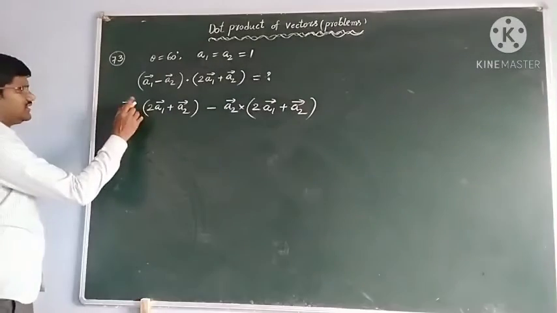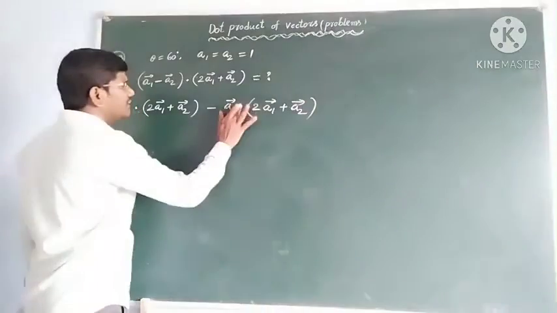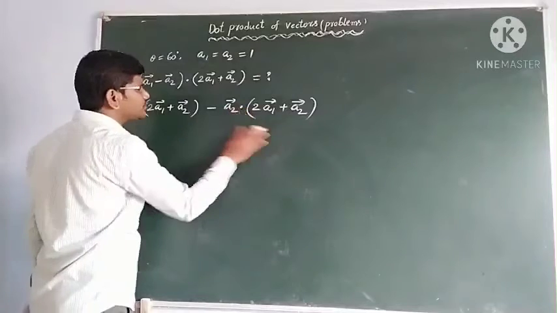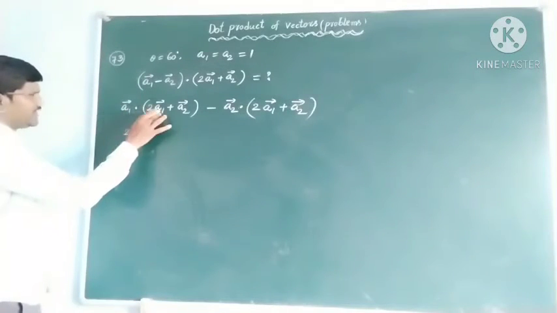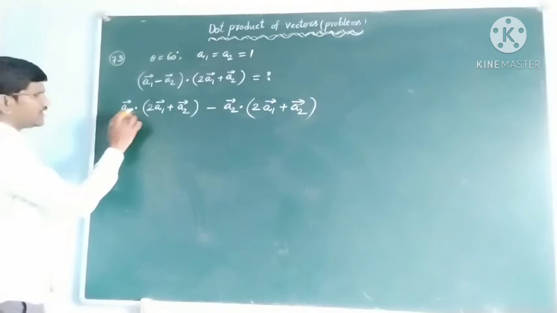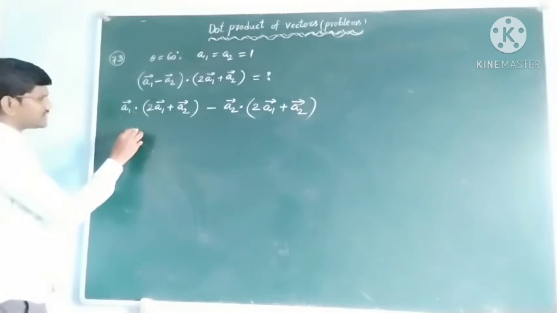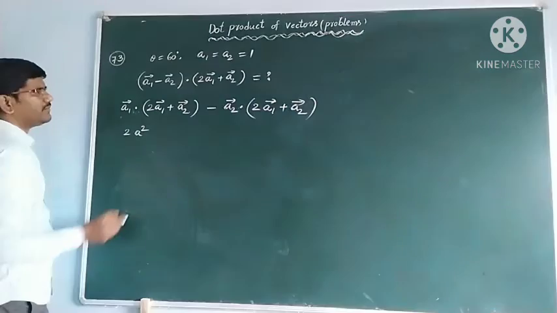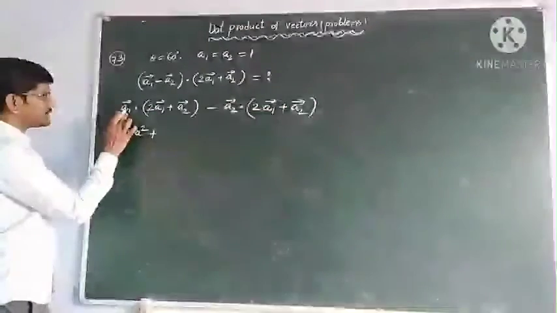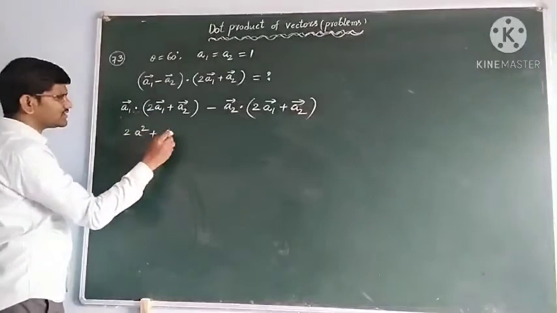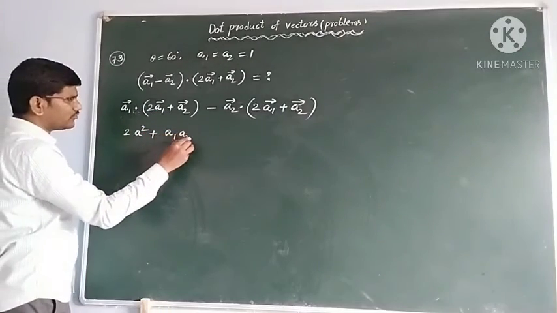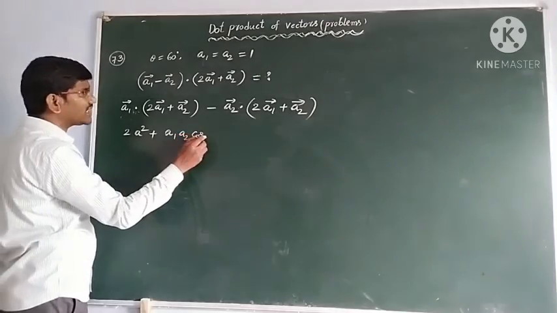That is dot product only. Multiplication of two vectors means you should write dot only. Now 2 into a1 bar dot a1 bar. Dot product of a vector with itself is equal to the square of the magnitude of the vector, plus a1 dot a2, that is magnitude of the first vector into magnitude of the second vector into cosine of the angle between them.